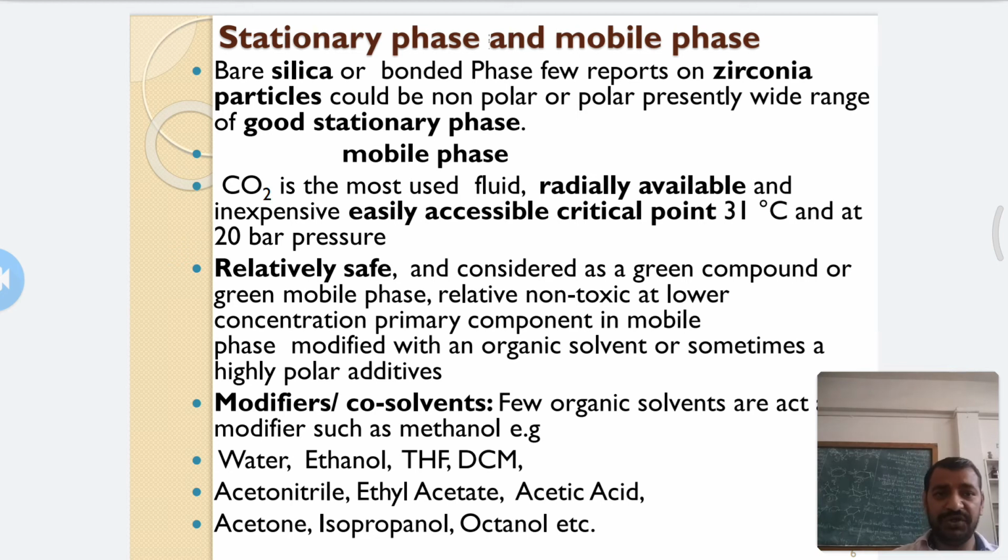Okay, so we use silica as well as zirconia as the stationary phase. Next is the mobile phase. Many mobile phases are used in supercritical fluid chromatography, but out of these, four are most important: CO2 (carbon dioxide), dinitrogen oxide, methane, and ethane. Mostly we use CO2. CO2 is the most used supercritical fluid in this chromatography.